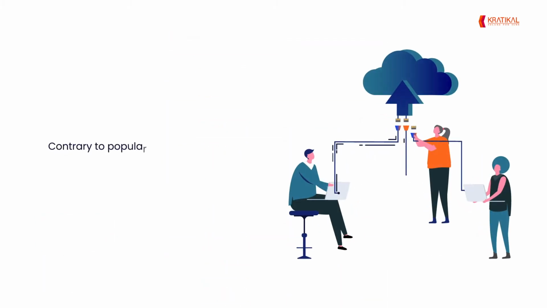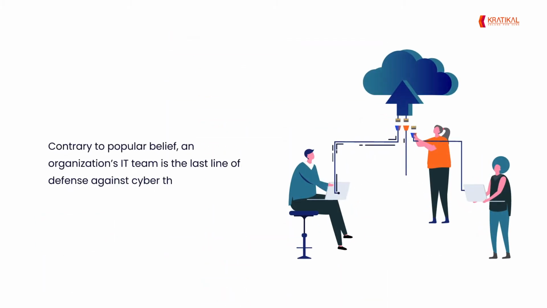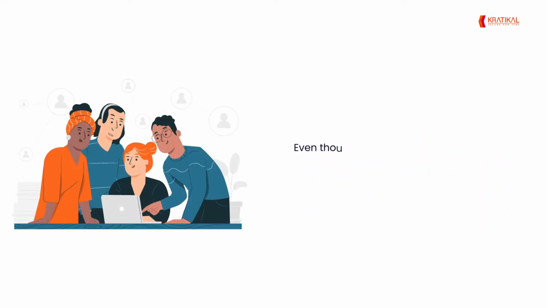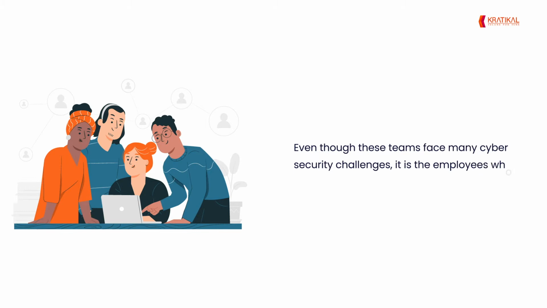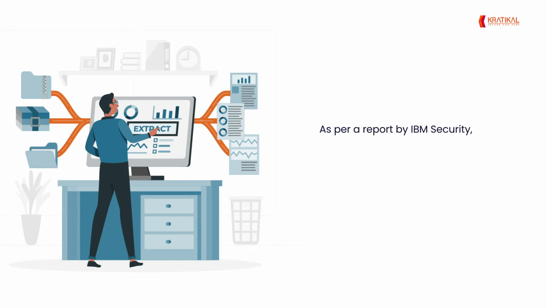Contrary to popular belief, an organization's IT team is the last line of defense against cyber threats. Even though these teams face many cybersecurity challenges, it is the employees who form the first line of defense. As per a report by IBM Security, human error is the main cause of 24% of all data breaches.